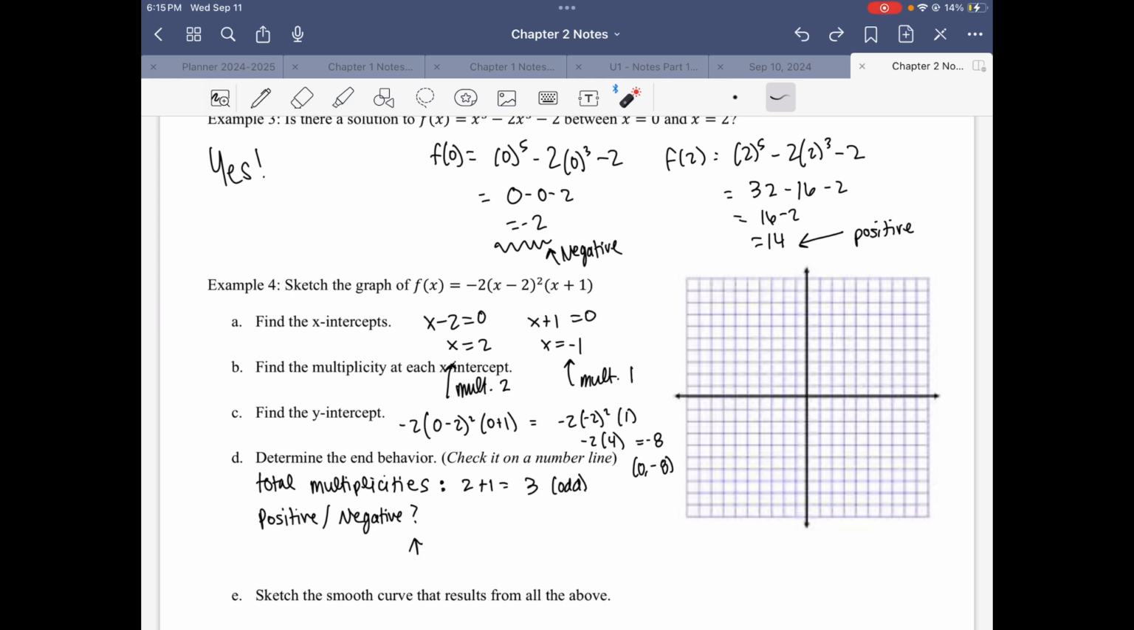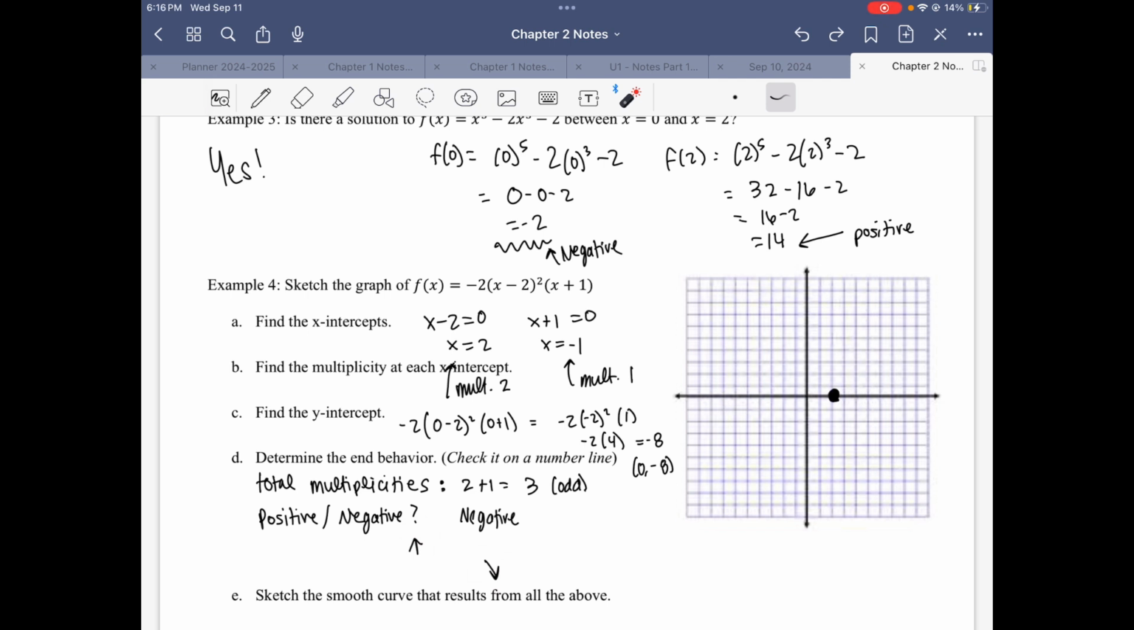Then we also need to check if our coefficient is positive or negative. Well, here's our leading coefficient. Is it positive or negative? It's negative. Now that tells us that our end behavior, because we are at an odd negative, should go up on the left side and down on the right side. So then the next job is to sketch a smooth curve that results from all of this.